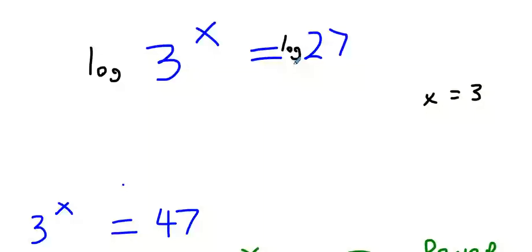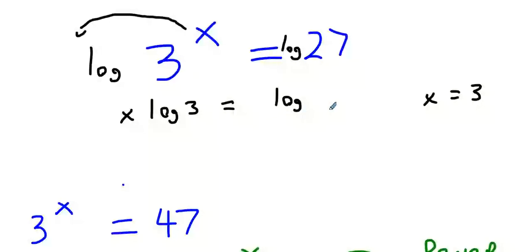It gets really difficult to do this. You use the power rule. What's the power rule, lads? Anybody remember the power rule? Whatever the power is can move to the front. So we get x log 3. And this is still log 27, isn't it?